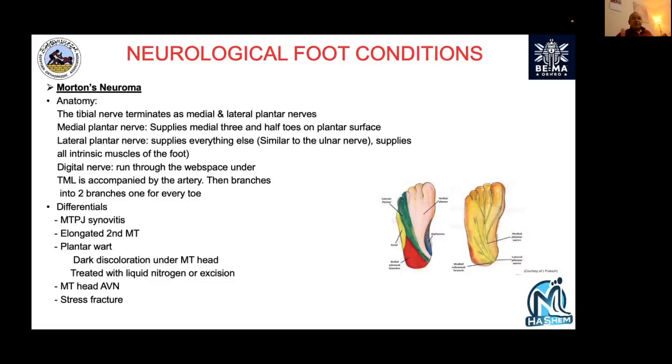Morton's neuroma is just a pain. It's nothing risky. But if the patient has a stress fracture, has an AVN of the metatarsal head, or has any other cause, you have to exclude other causes, or you have to confirm the diagnosis of Morton's by ultrasound or MRI scan before you just relax your mind and say it's a Morton's.